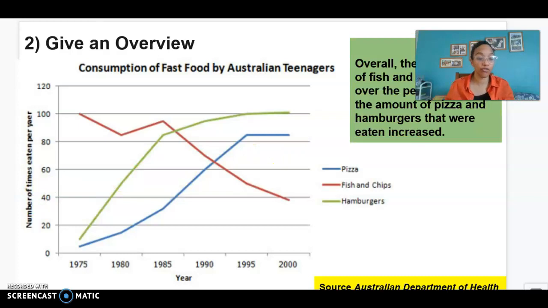Now it was time to give an overview. Overall, the consumption of fish and chips declined over the period, whereas the amount of pizza and hamburgers that were eaten increased. Remember, we talked about the keywords increase and decrease in our past lesson. We've used keywords like overall and whereas to give the reader hints about what type of information we're going to give. When we say overall, we're going to talk about a main idea. When we say whereas, we're going to make a comparison that gives a distinction. We're going to show a contrast. That's our first 2 sentences down.